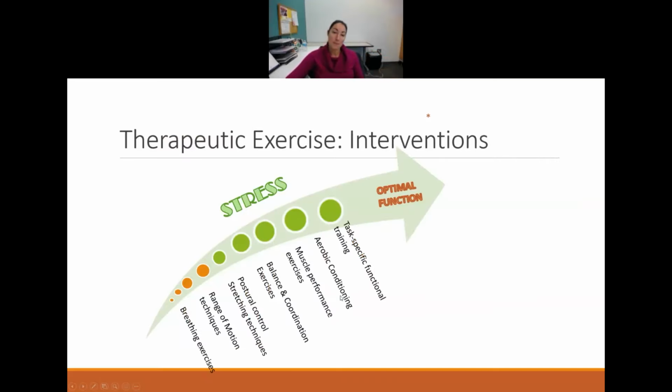All right, so here are some examples of exercises that we can do and where they fall on this curve, with breathing exercises, range of motion, and posture training all being at the very low end, and balance, muscle, aerobic conditioning, and functional training progressing to more and more difficulty, and more in that sweet spot of what we want to accomplish with our therapeutic exercise.